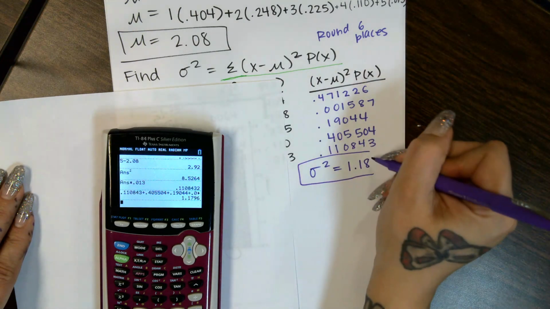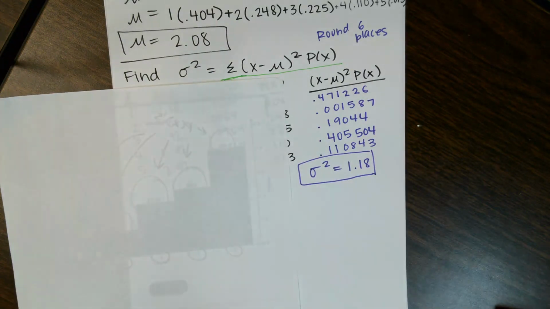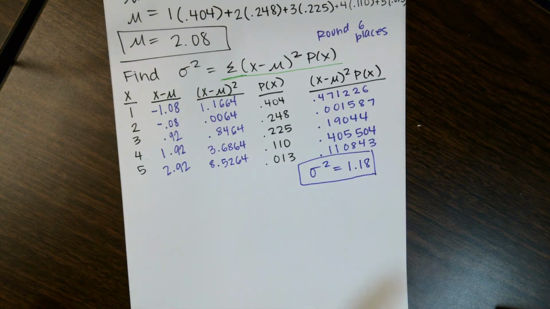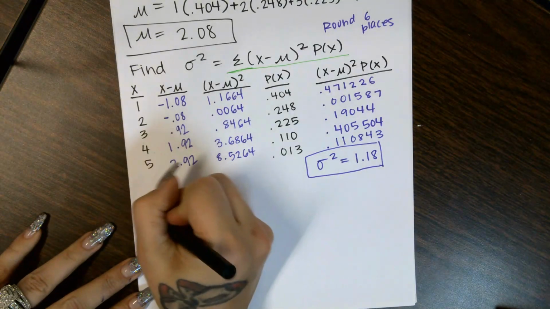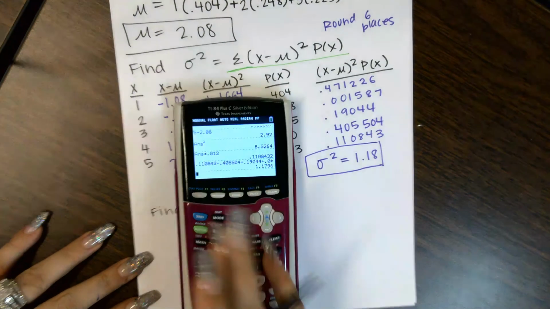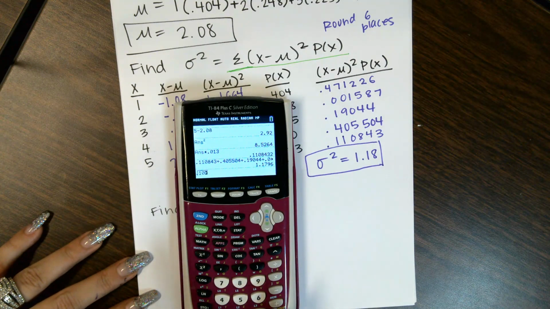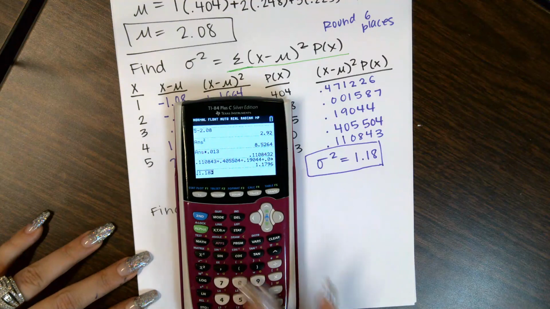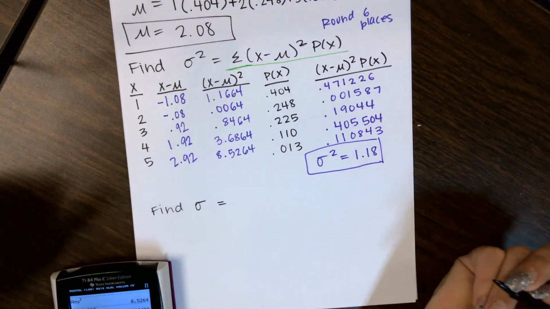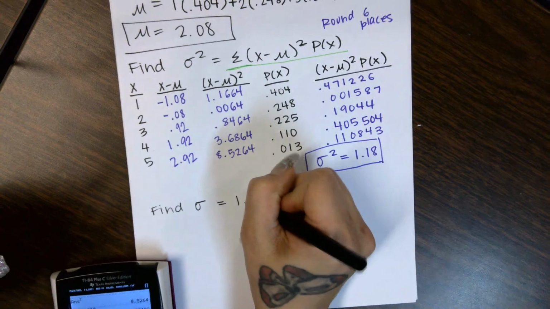Sometimes when I'm working through the homework problem, I forget to write round. And then find your standard deviation. The way you find standard deviation is to take the square root, and it tells you to round this one also to the hundredths place. So I get 1.09.